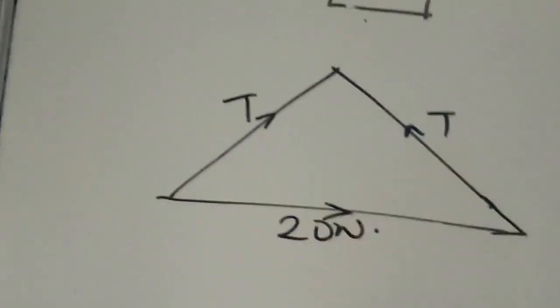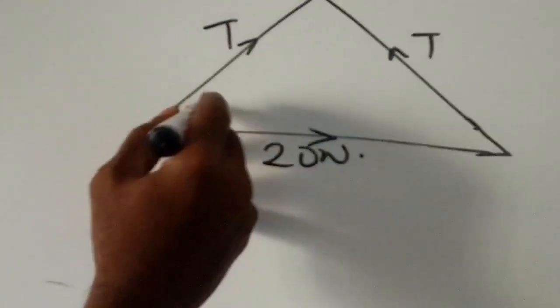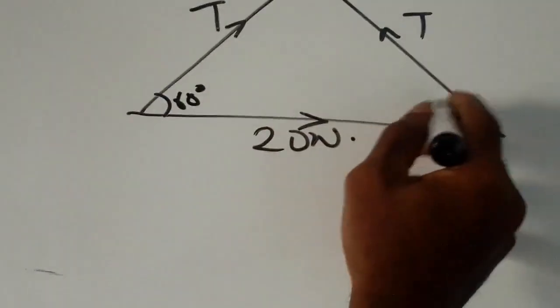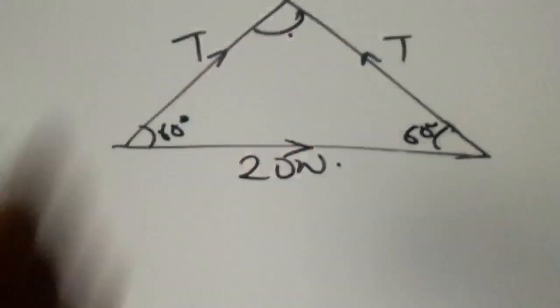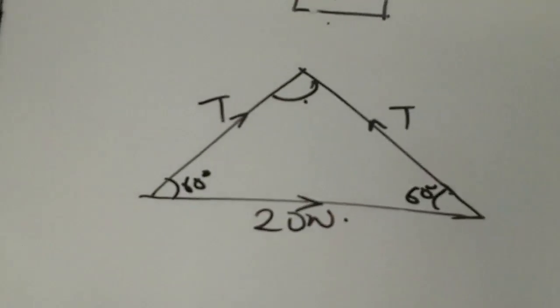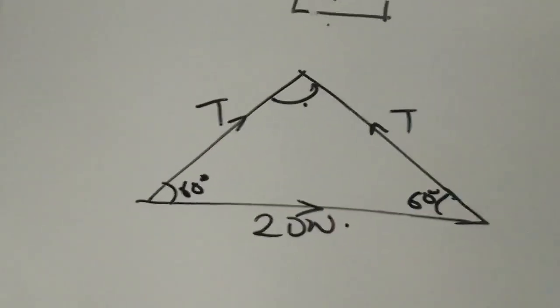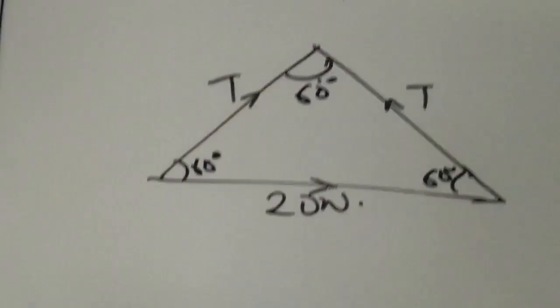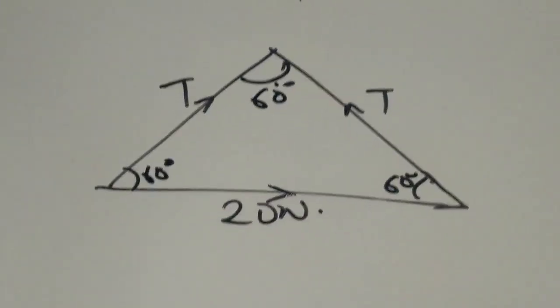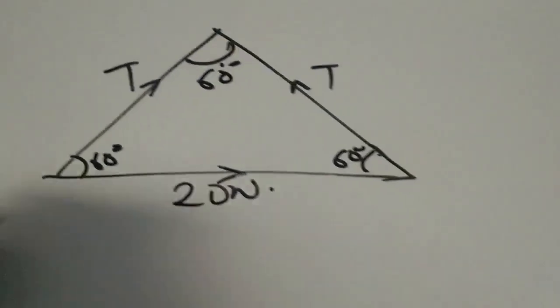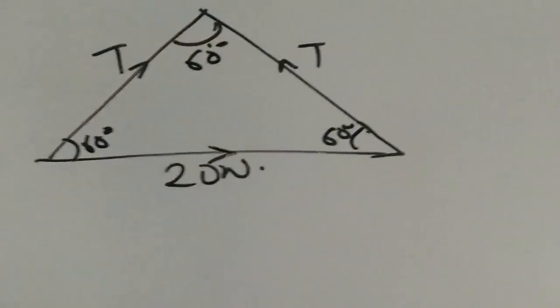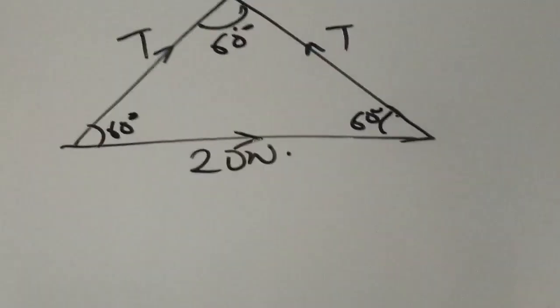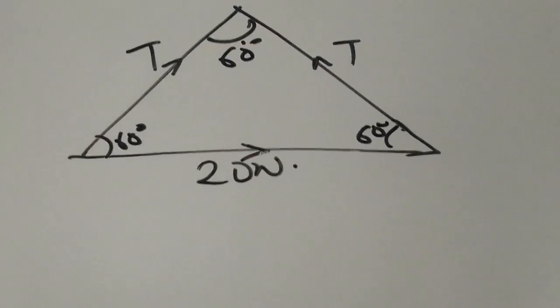We'll now keep the angle here, 60, another one, 60. Then the angle here, we'll find it. The sum of the angles of a triangle is 180. So now I have 180 minus 120 giving us 60 degrees. Having done that, we now find our tension. We now apply the sine rule or Lami's theorem.